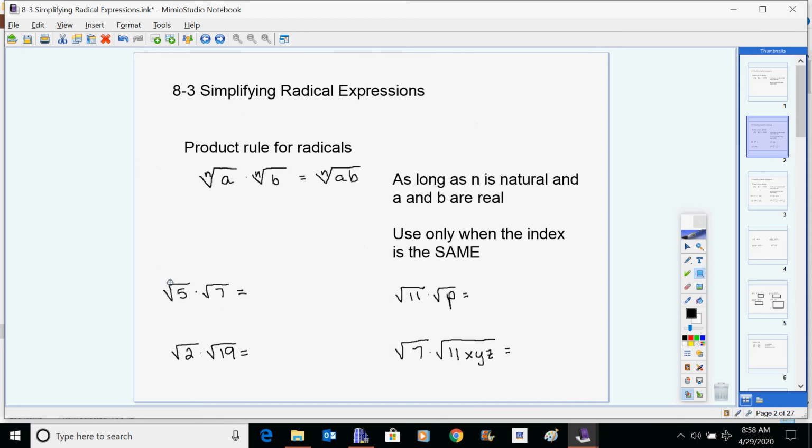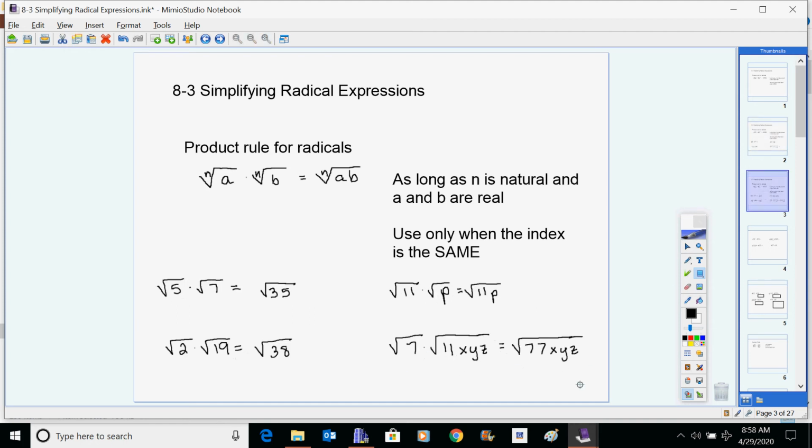Okay, so what that means is that if we're trying to combine these, you can very easily just take that and make it the square root of 35, and this one the square root of 38. This one make it the square root of 11p, and this one make it the square root of 77xyz. Okay, so once again, as long as square root and square root, that will work.